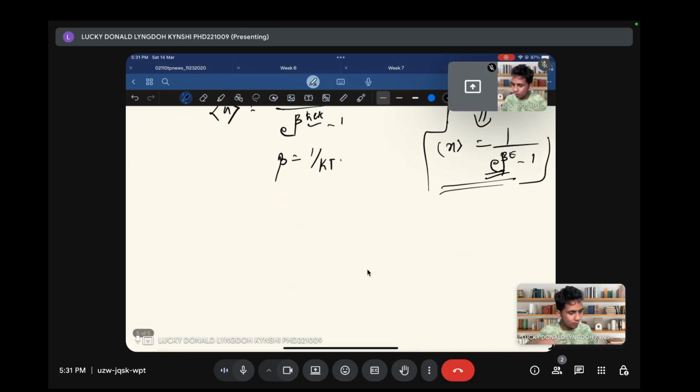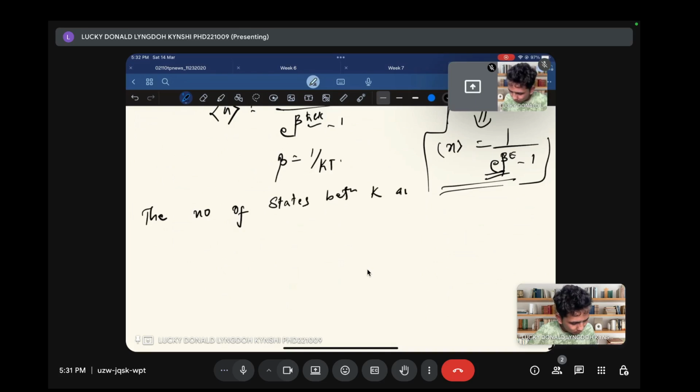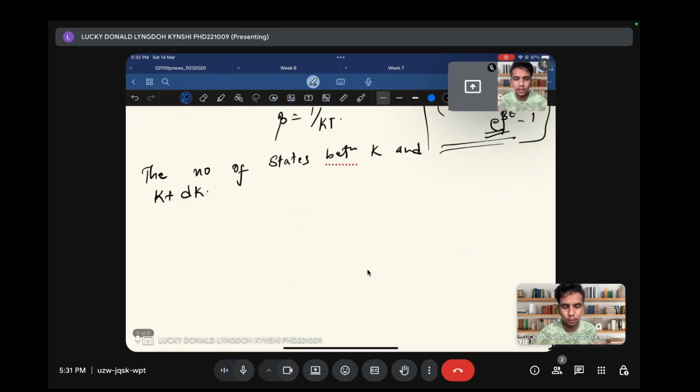Now you can calculate the number of states between k and k plus dk. So first of all, let's find the number of states between k and k plus dk, which is what you can represent as g(k) dk.